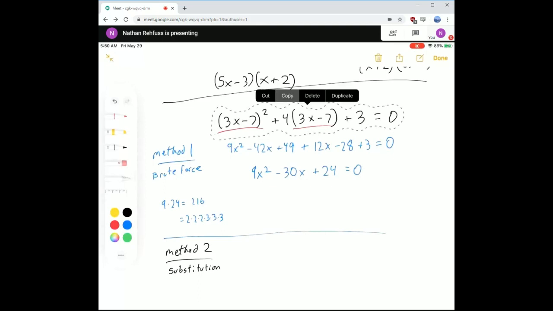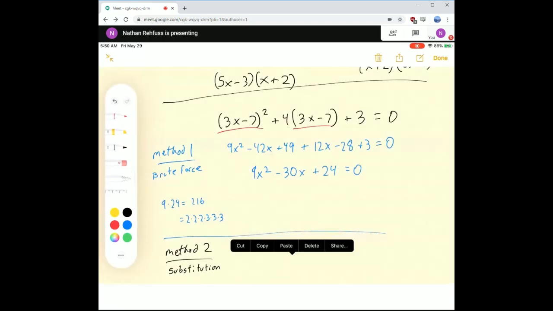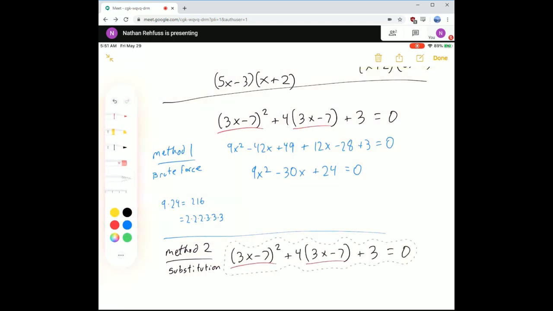Tap, copy, tap, tap. Paste. Yeah, there we go. All right.